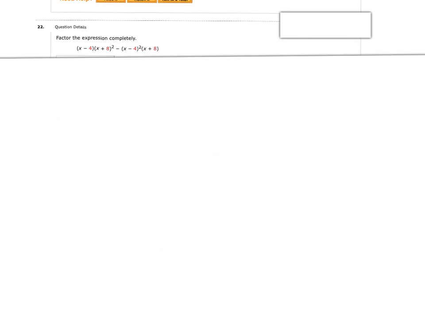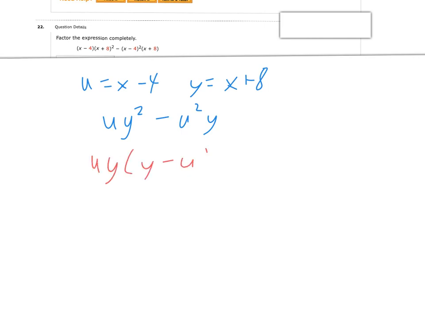All right, so then this one says factor the expression completely. So I'm going to use u substitution here. We're going to use two variables. So then I'm going to get a u times y squared minus u squared times y. Looks like I can GCF here a u and a y, which leaves me y minus u. Now I'll plug back in. So this is x minus 4. This is x plus 8.